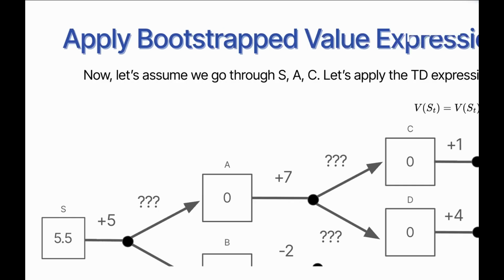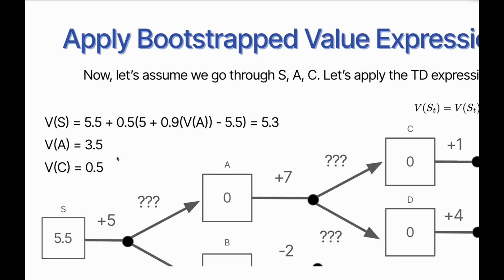Okay, now let's go through the other path, SAC. Let's apply the expression. V of S is 5.5 plus 0.5 times 5, plus V of A this time, because you're going to A, and V of A is 0. So it's 5.5 plus 0.5 times 5 plus 0 minus 5.5, equals 5.3. So the V of S went down a little bit. For V of A, you do the same, using the value of C as the next state. You get 3.5, and the value of C is 0.5.